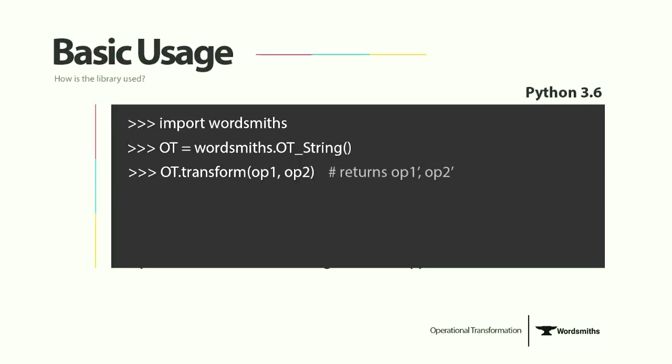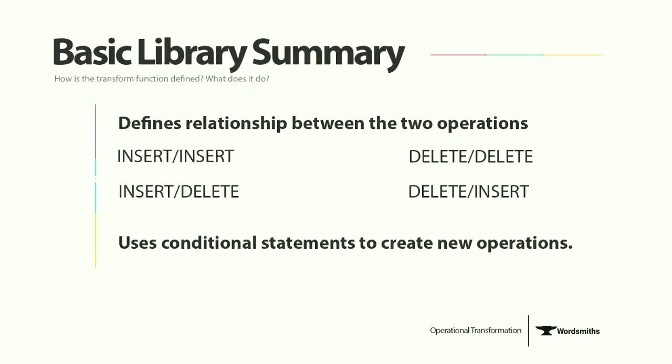Here's just a basic look at what it looks like to use the library. It's just a basic import. You instantiate it to a variable and then perform the method on the operations. Essentially, the way the library works is the algorithm defines the relationship between the two operations. In this sample space of insert and delete operations, there are 4 possible outcomes: insert-insert, insert-delete, delete-insert, and delete-delete. It then uses conditional statements to check the differences between the two operations and then creates 2 new operations using those conditions.